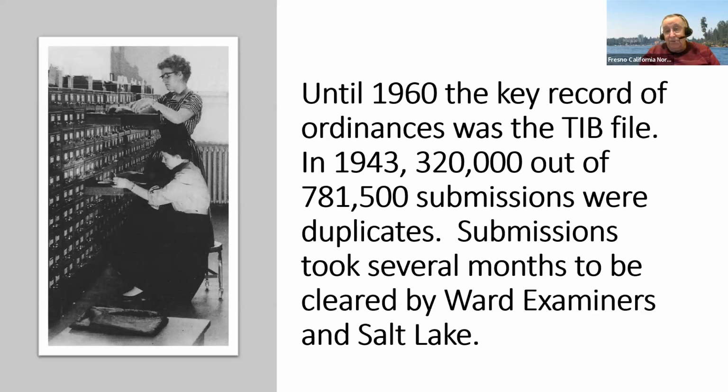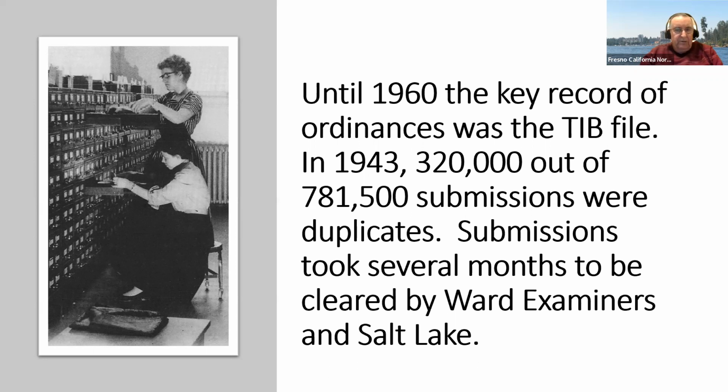Back until 1960, the key record for temple ordinances was called the TIB file. A few of us that have been around for a long time remember the TIB file, which stands for Temple Index Bureau. They were little 3x5 cards that they tried to record everything for a person on. And the reason they went to this was because back in 1943, we had about 750,000 submissions that year.